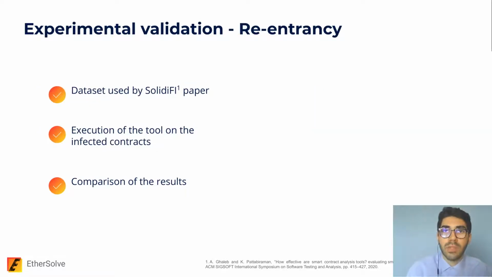To test the accuracy of the reentrancy validator, we compared it with the results obtained by the Solidify paper. The authors injected vulnerable code inside some smart contracts, executing the tools and comparing their detections. Hence, we executed EtherSolve on the same dataset, comparing our results with the state-of-the-art reentrancy detectors.